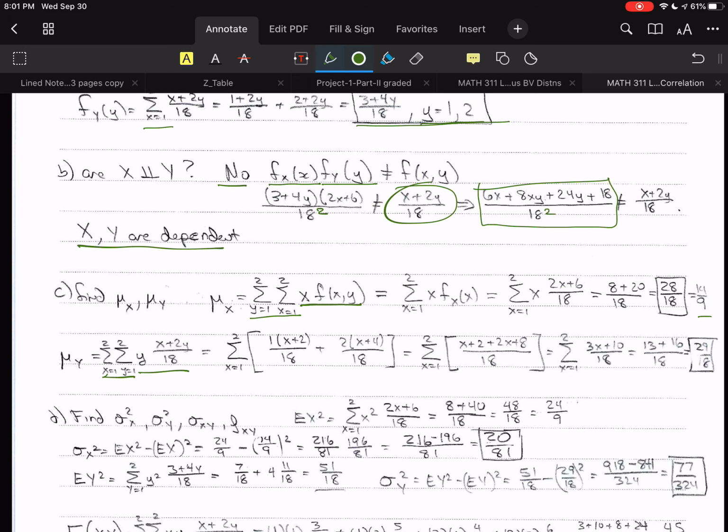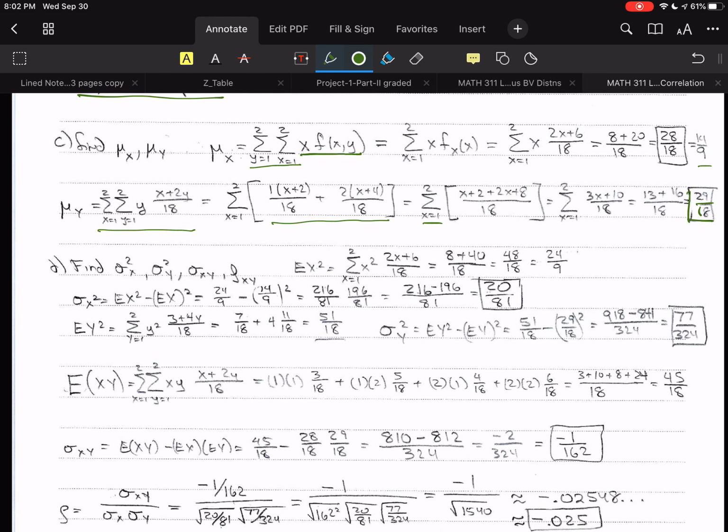We could have also used the marginal, y times f of y, summed over y. We could also use that to find the mean of y, but I went ahead and used the joint distribution here. And so when we do that, we summed over y first, and then we summed over x, and we end up with 29 over 18 as our answer for that mean.